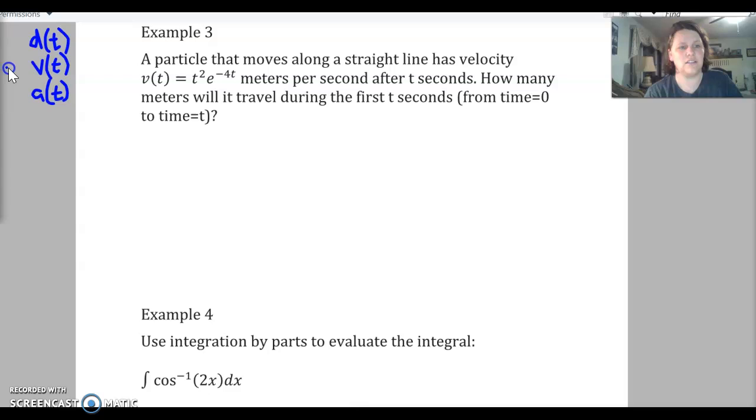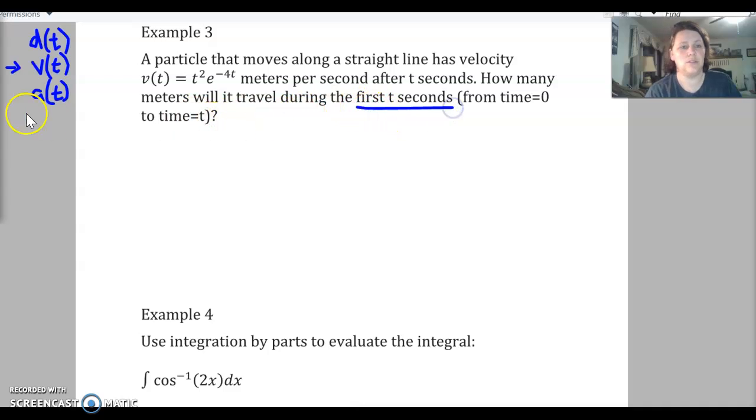So now that we're doing integrals, we can work our way back up to find our distance equation. They are starting us off here at velocity. They're giving us a velocity equation, and they want to know what the distance is. One thing we're going to be able to find is a c value. Most real life problems like this, we can find what that c value is. So we want to know how far did it travel during the first t seconds.